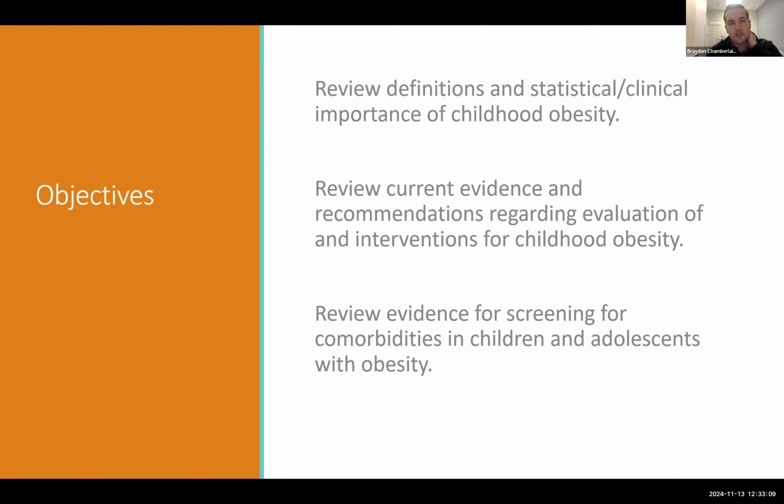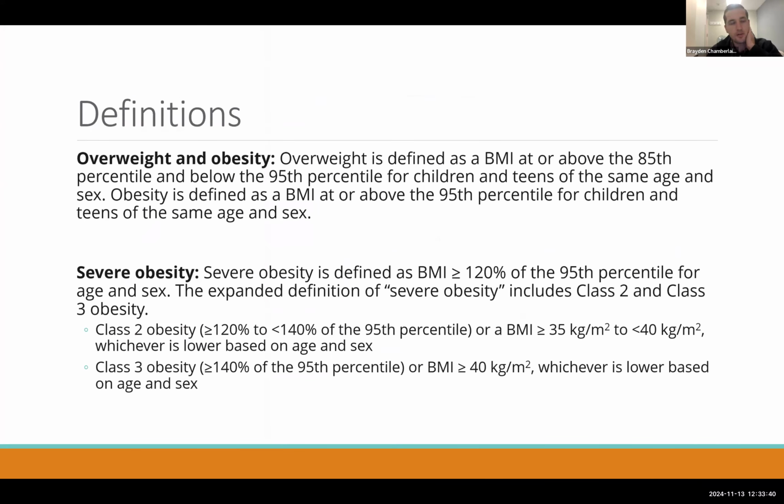So, our objectives for today: first, we're going to review some of the definitions of obesity in children and the importance of that clinically and statistically. Then I'll review some of the current evidence and recommendations regarding the evaluation and interventions for childhood obesity. And I'll also throw in here and there a little bit of the evidence for screening for comorbidities in that population as well.